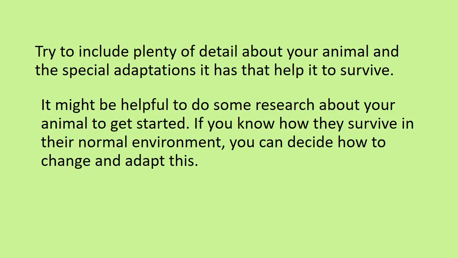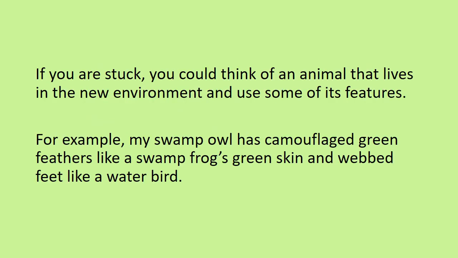Try to include plenty of detail about your animal and the special adaptations that it has that help it to survive. It might be helpful to do some research about your animal to get started. If you know how they survive in their normal environment, you can decide how to change and adapt this. If you're stuck, you could think of an animal that lives in the new environment you've chosen and use some of its features. For example, my swamp owl has camouflaged green feathers like a swamp frog's green skin and webbed feet like a water bird.